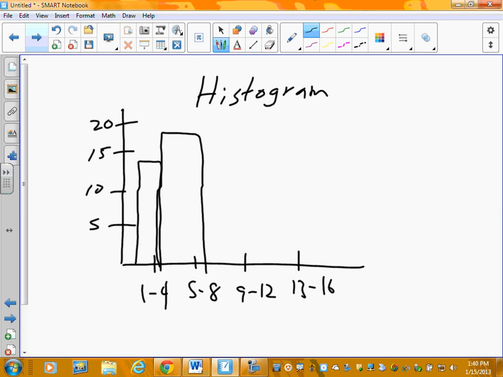9 to 12 win seasons: 5, 6, 7, 8, 9, 10. There's been 10 of those. And then 13 to 16, there's been 3 of them.